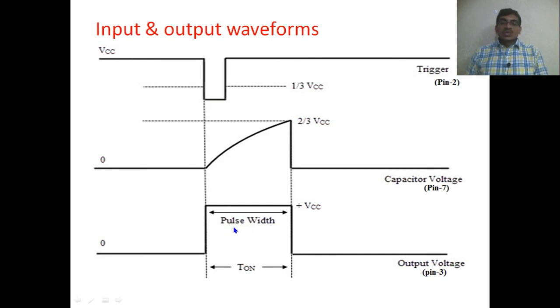Now we have to calculate the pulse width of this monostable multivibrator, to find how much time it will be in the quasi-stable state. The zero state is called the stable state, and the plus VCC state is called the quasi-stable state, because the multivibrator will not stay in that state for long, only for a certain time. After that it automatically switches to the stable state of 0.